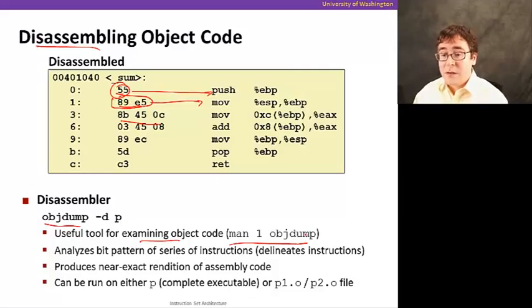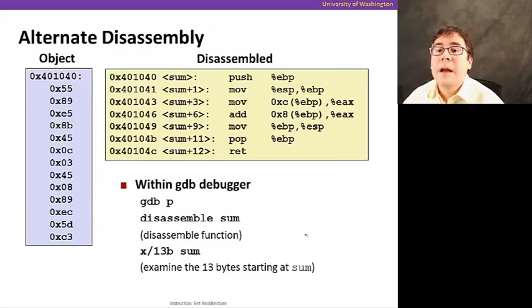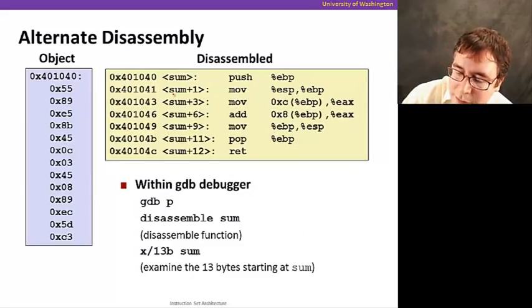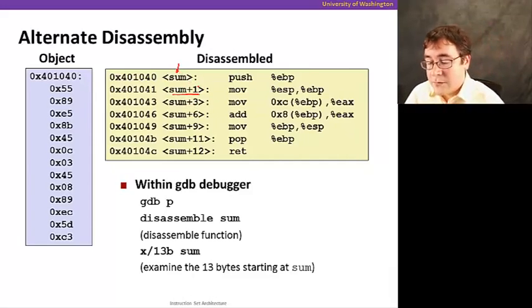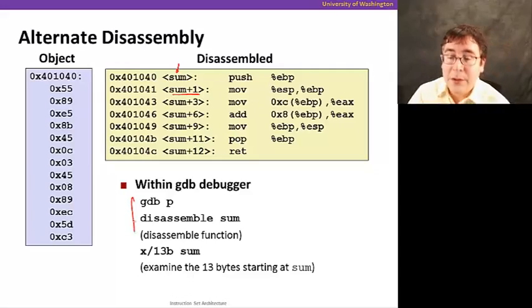Now, here's another way. This is just a different way of looking at the disassembly. It's just a different formatting. And now it's showing that all of the addresses are just relative to sum. That's where sum starts. So you can see that this one is 1 byte away from sum, and so on. And this is what you get if you did disassembly with the GDB debugger. Great.